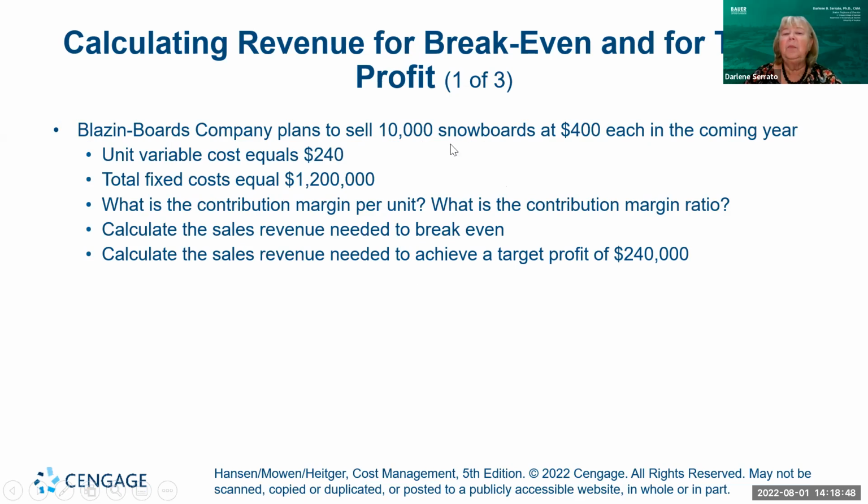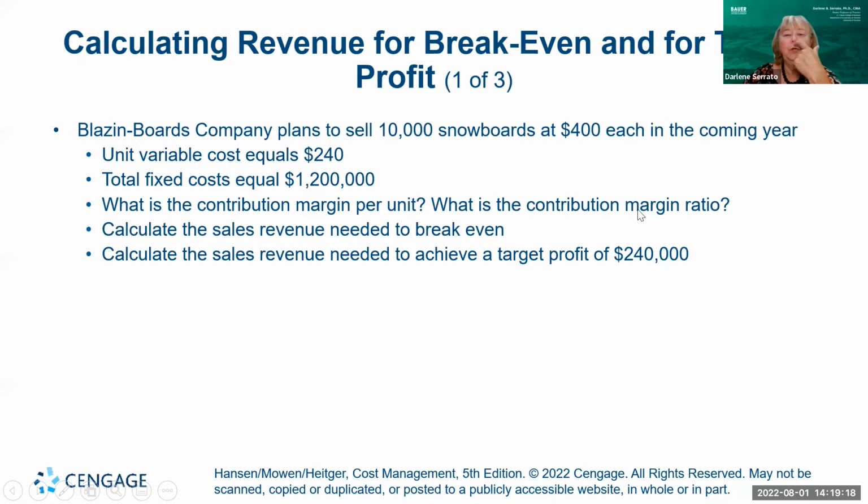Remember, under CVP, we assume that production and sales is the same. So selling price is 400. Variable cost per unit is 240. So contribution margin per unit is 400 minus the 240, which is 160. Total fixed cost, 1,200,000. So what is the contribution margin per unit? 400 minus the 240, which is 160.